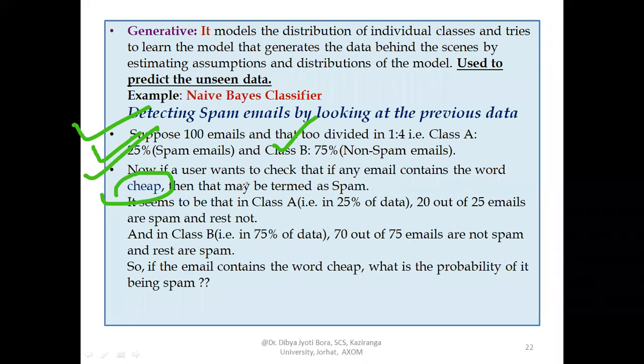So what I was telling you is that if the word cheap is there, then we consider the email as spam. It seems that in class A, 25% of the data, 20 out of 25 emails are spam and the rest not. And in class B, 75% of data, 70 out of 75 emails are not spam and the rest are spam.